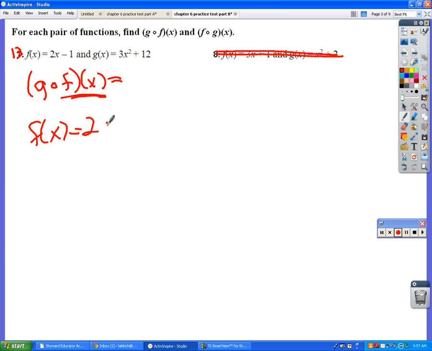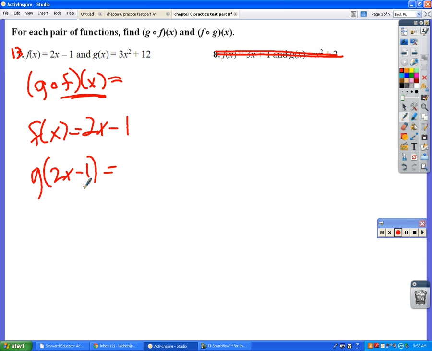So f of x is 2x minus 1. Okay? Now we're taking that answer and plugging it into the g function, for the x in the g function. So I'm going to figure out what is g of 2x minus 1. That means I need to rewrite this g function right here, and I'm going to replace all of the x's with this whole thing. Just like we did in the last problem, where we were replacing the x's with numbers.